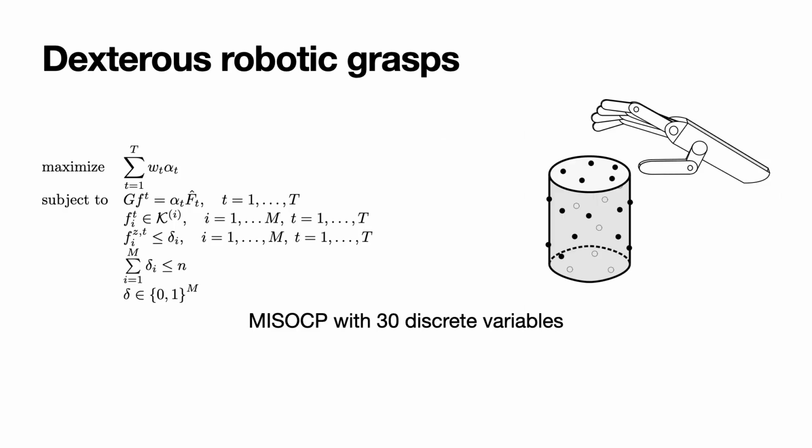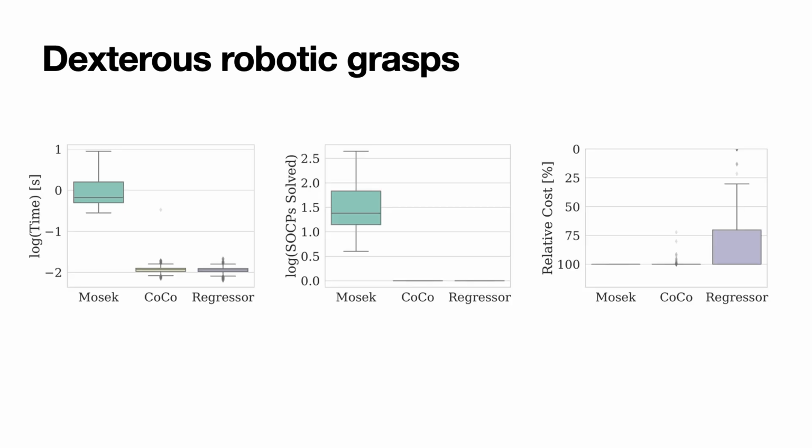Our next benchmark is that of the dexterous robot grasping problem. We model this problem as a mixed integer SOCP with 30 binary variables. Once again, our results show that COCO outperforms both the commercial solver and benchmarks. In fact, for this problem, COCO finds the globally optimal solution for the majority of problems and provides 100 times speedup compared to the commercial solver MOSEK.